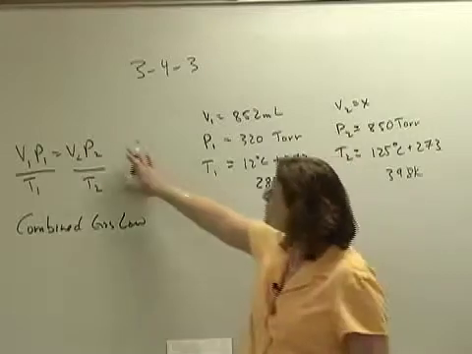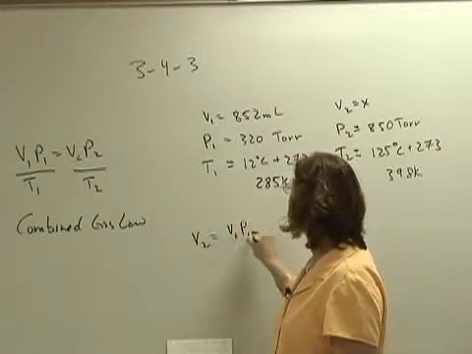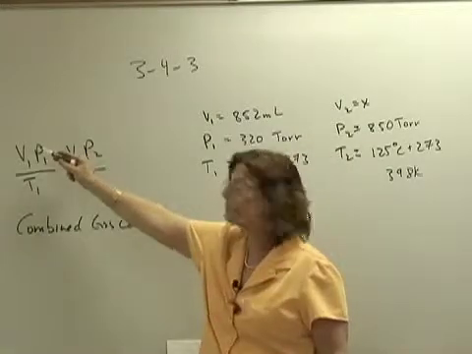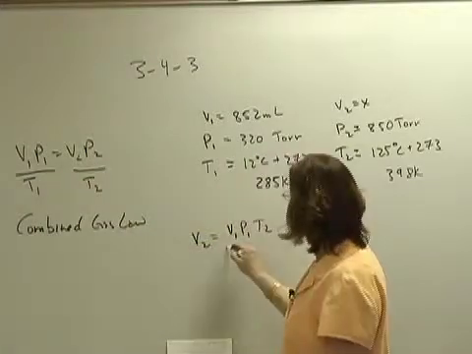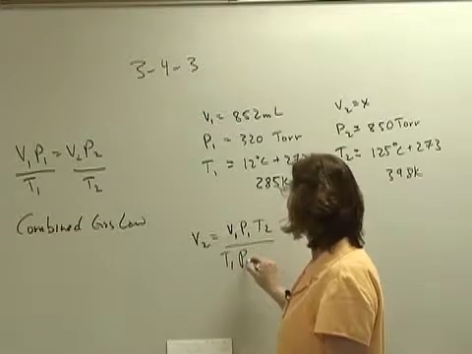Now I'm solving for V2. Therefore, V2 is equal to V1P1 times T2. To undo division, I must multiply. Then to undo multiplication, I must divide. And therefore, it is divided by T1 P2.